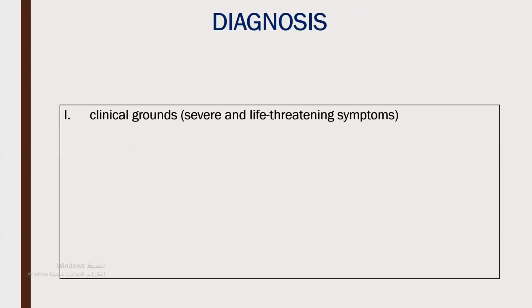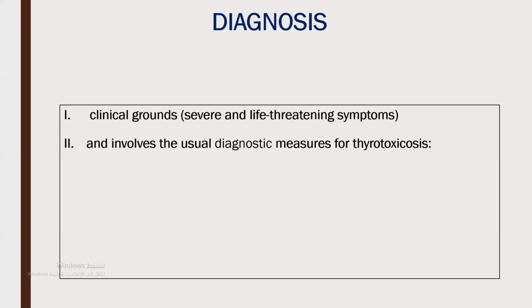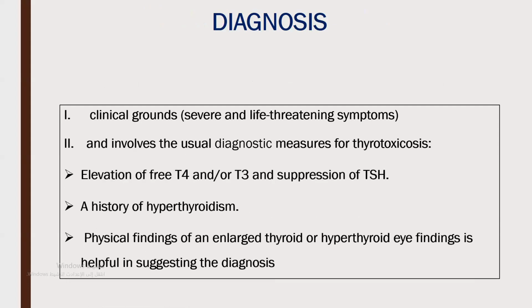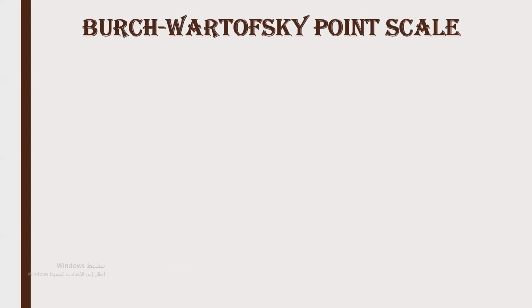Diagnosis, clinical symptoms, severe and life-threatening symptoms involve the usual diagnostic measures of thyrotoxicosis: elevation of free T4 or T3 and suppression of TSH. A history of hyperthyroidism, a physical finding of an enlarged thyroid, or hyperthyroid eye findings are helpful in suggesting the diagnosis.